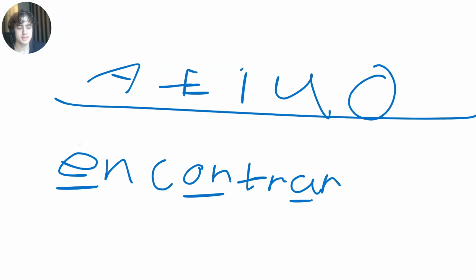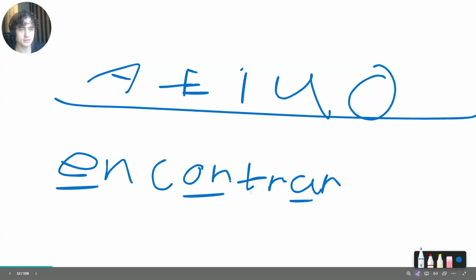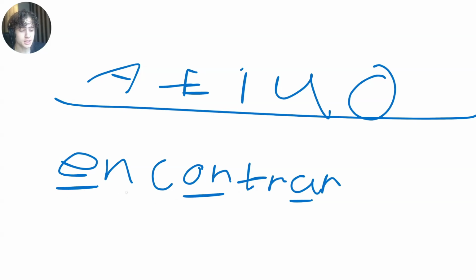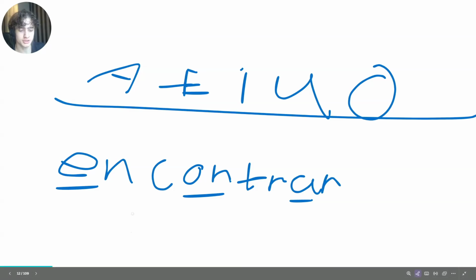Now, if you pronounce these vowels like in English, so the vowels in English are A, E, I, O, U, well, listen to how it's going to sound. Encontrar. Very American, very gringo, no? Instead, we want to pronounce them like in Spanish, which is A, E, I, O, U. So, E, O, A. And now put the consonants in. Encontrar. And you hear how much more Spanishy that becomes.